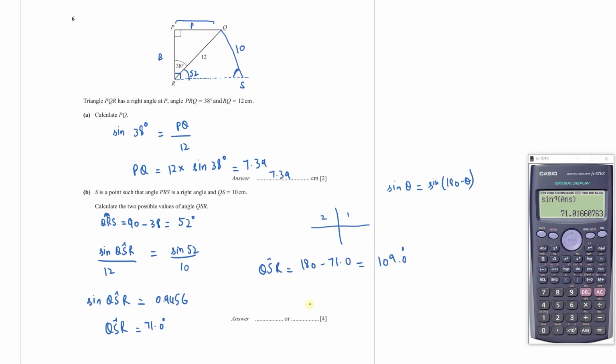So the two possible values of this angle QSR are 71.0 degrees and 109.0 degrees. If you take sine of this, you will get this, and if you take sine of 109, you again get the same answer back. So these two will be your answers for this question.